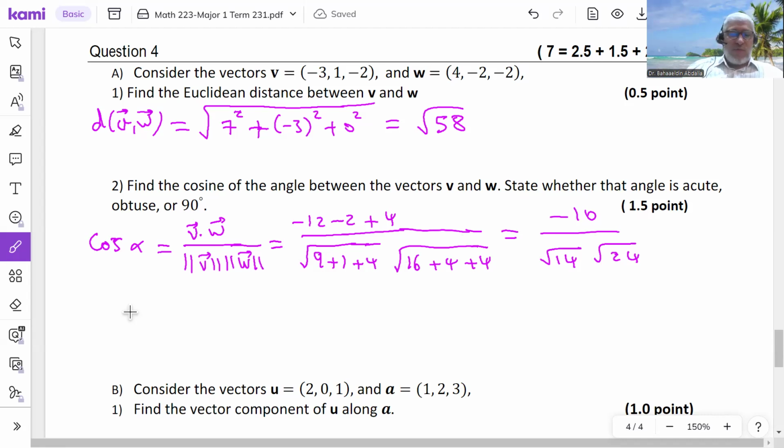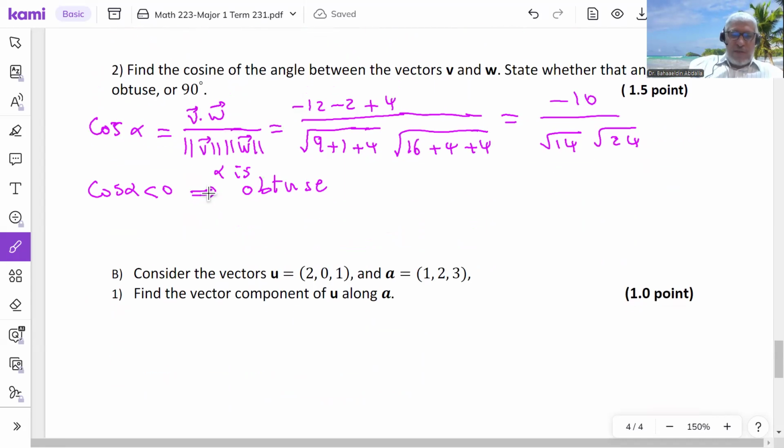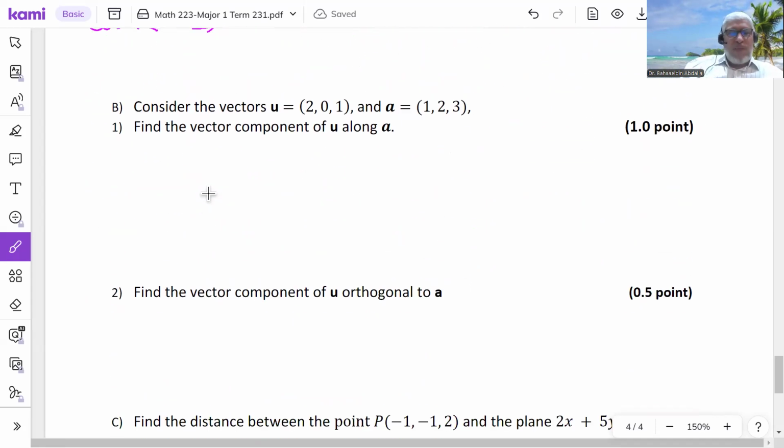It's a negative number. Since the cosine of the angle is negative, we know that the angle must be in the second quadrant. So the angle is obtuse. Alpha is obtuse. If cosine is positive, it would be acute. If the cosine is 0, then the angle would be 90. These are the three cases.